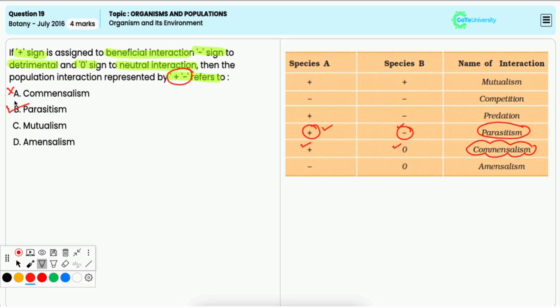Option C, mutualism. It is also incorrect because it is a relationship where both organisms benefit from the interaction. So, this would be represented by plus and plus as both parties benefit. Option D, amensalism. It is incorrect because it is a relationship where one organism is harmed and the other is unaffected. So, this would be represented by minus and O.